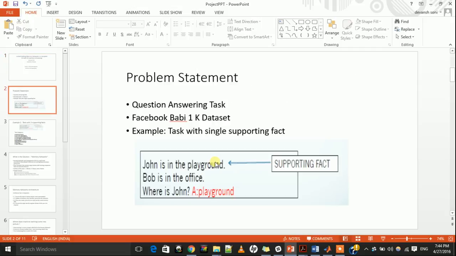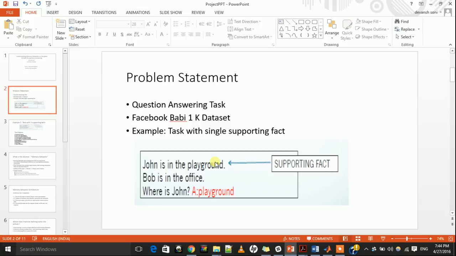So let's see what the problem statement is. The problem statement is basically a question answering task. We have been given a set of statements and after that we have been asked a question. We have to answer that question based on the text given previously. For example, let's see the example given in the slide.